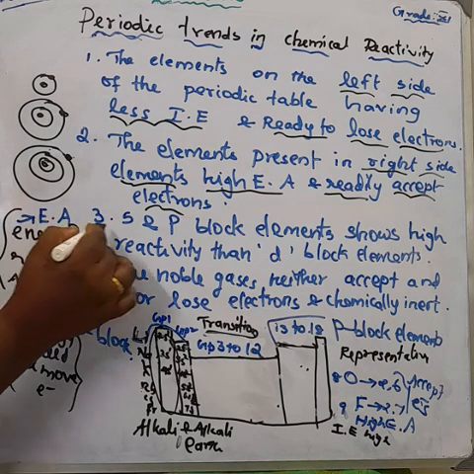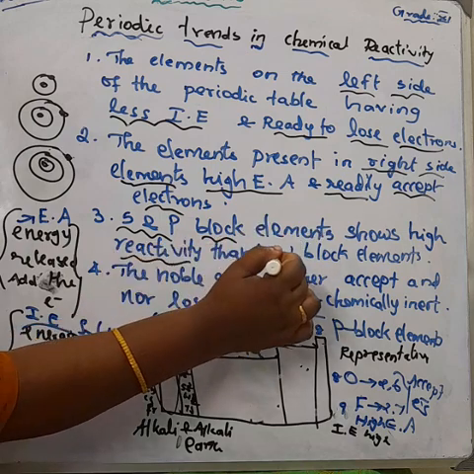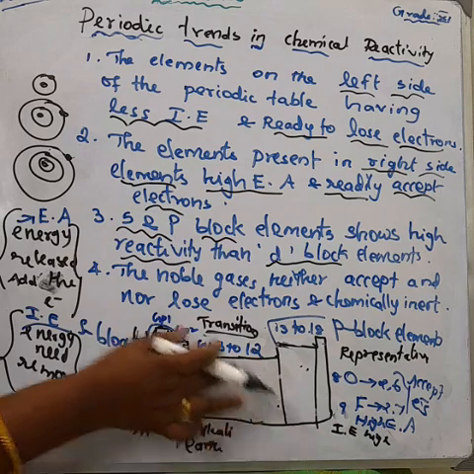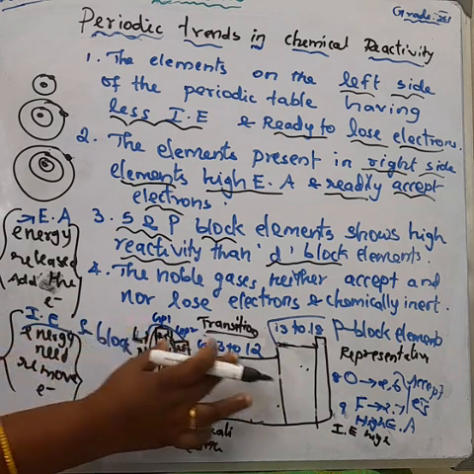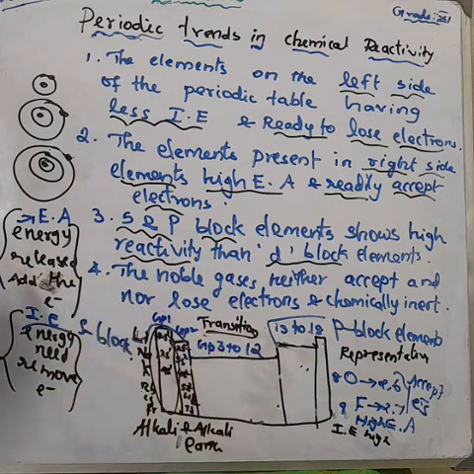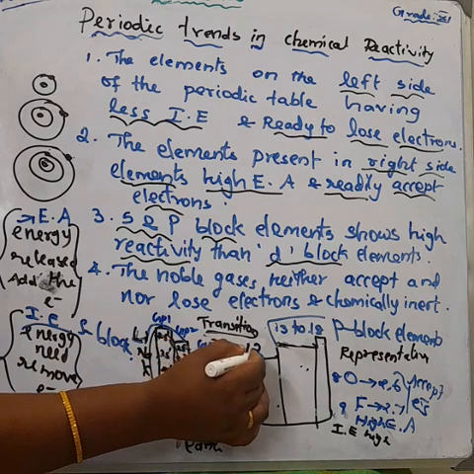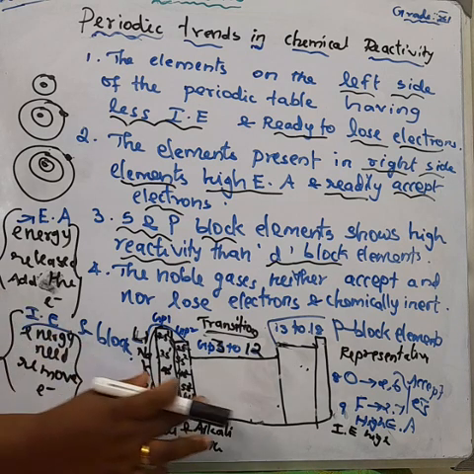And what is the third point? S and P block elements are more highly reactive than the elements present in the middle of the periodic table. What elements are present in the middle? Transition elements and inner transition elements. Group 3 to group 12 elements we call the transition and inner transition elements. These are present in the middle of the periodic table.